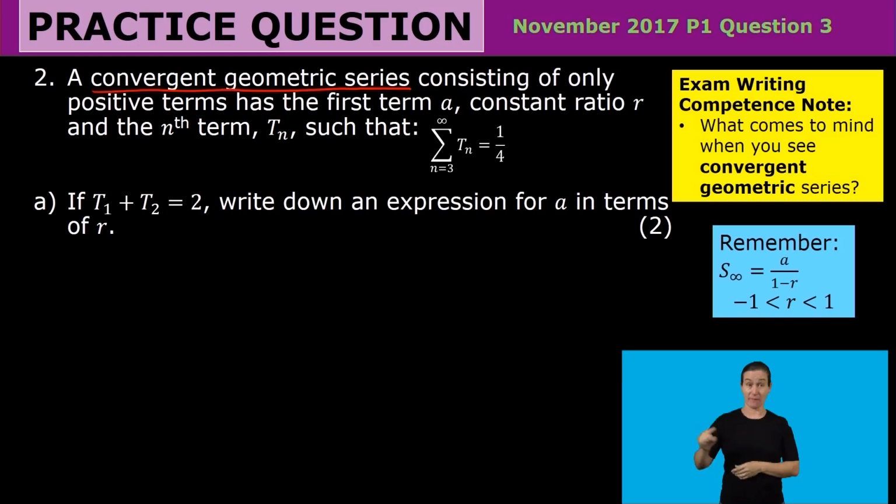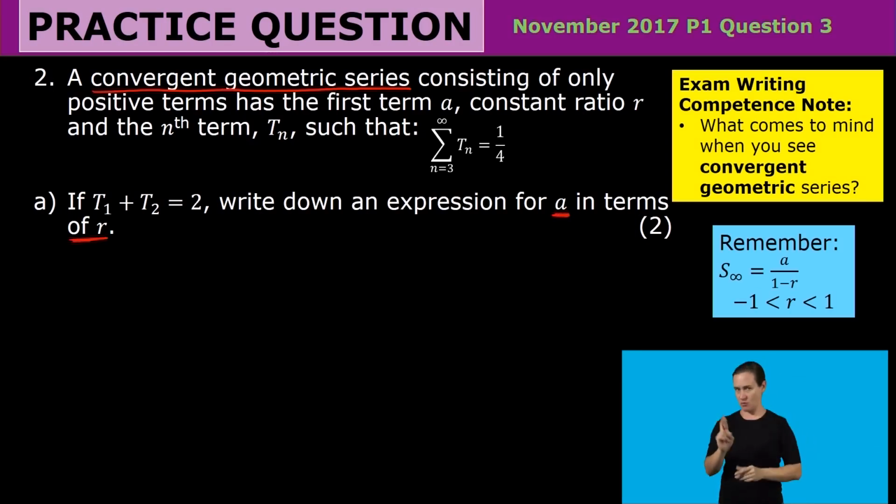The next question there says, a convergent geometric series consisting of only positive numbers has the first term as a, a constant ratio of r, and the nth term, Tn, such that a sigma notation there represents the sum of infinity, and that sum of infinity is equal to 1/4. The first sub-question there says, if T1 plus T2 is equal to 2, then write down an expression of a in terms of r.